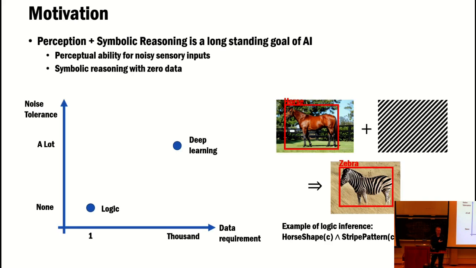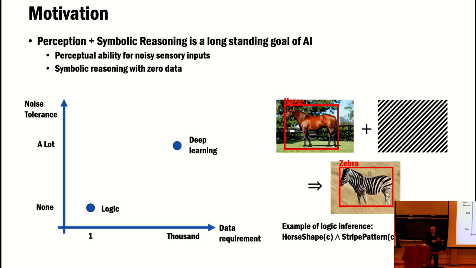But for logic inference, it's very different. You can actually provide a rule like this: zebra is a horse plus stripe pattern. And very quickly, you will be able to recognize zebra. So in some sense, logic reasoning provides a kind of language where you can generalize to a new object or adapt to new kinds of objects very quickly with a very small amount of data points. But logic inference very often is very rigid. If you have a very small number of conflicting facts, it's going to break the entire logic inference process.